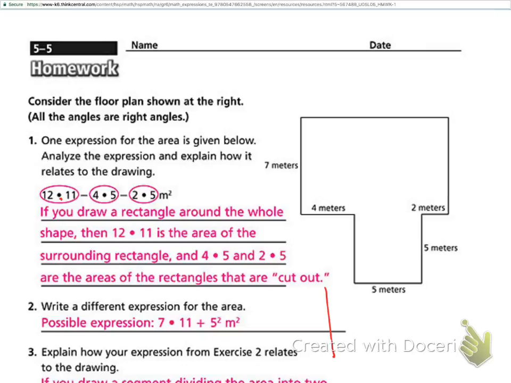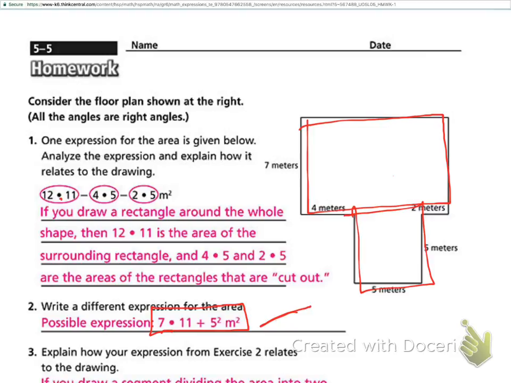So now we're looking at this one, and all it says is 7 times 11 plus 5 squared. So this is an example. They wanted you to just do a different idea. Right? So we have 7 times 11. 7 times 11 would be this area. 5 and 5 would be this area. So that's how this would correspond to that expression.